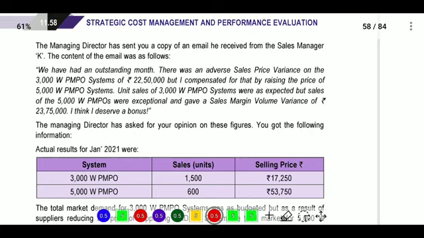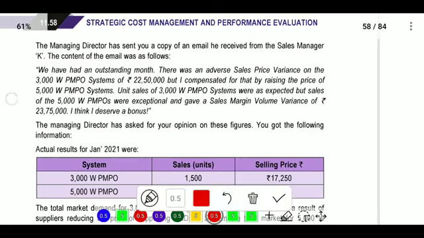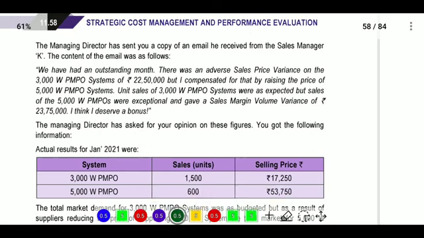What we have done for that, we have transferred this to compensated with 5,000 units, 750 compensated to this one 5000. Okay, next, what they provided: unit sales of the 3000 PMPO system were as expected, but sales of the 5000 PMPO were not as expected.